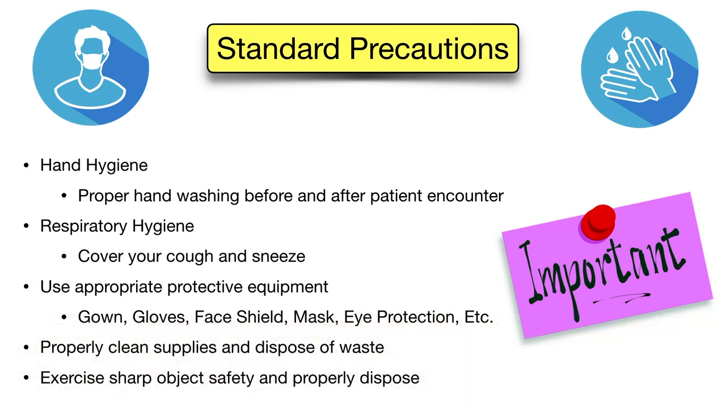Standard precautions also include the use of appropriate protective equipment as deemed necessary depending on what it is you're doing, even if the patient is not in specific contact, droplet, or airborne precautions. This may include wearing a gown, gloves, face shield, mask, or eye protection. Make sure to clean supplies and dispose of waste. And finally, make sure to practice safety with sharp objects and dispose of them properly.